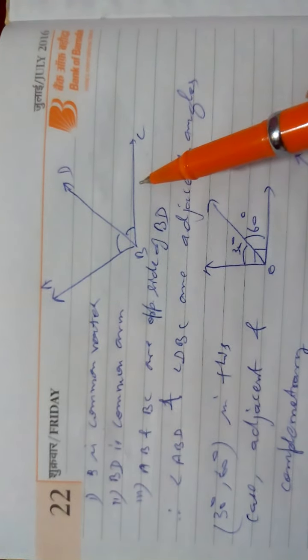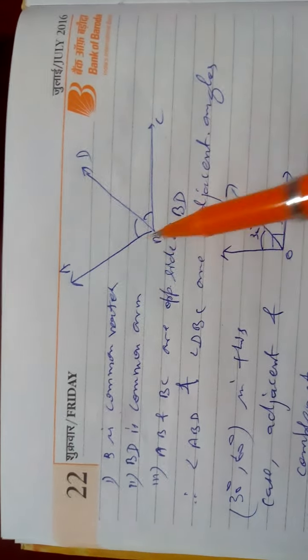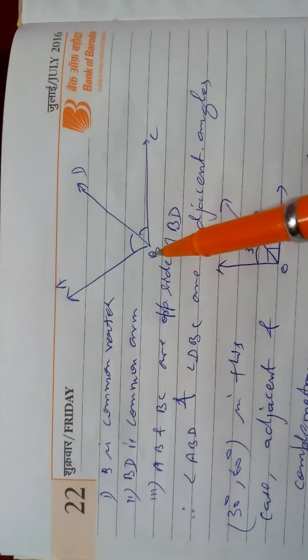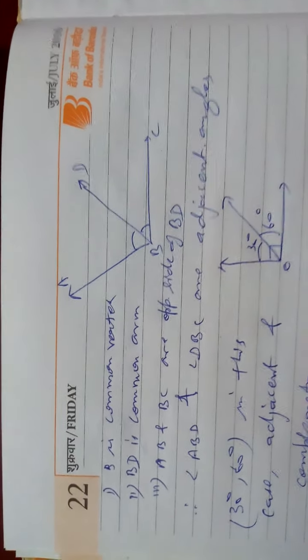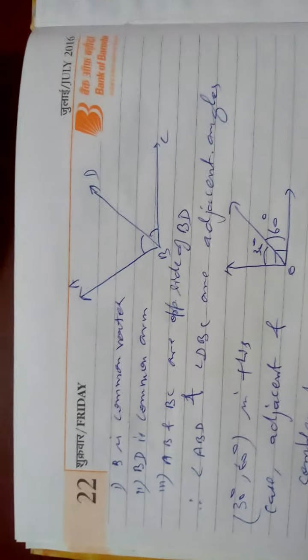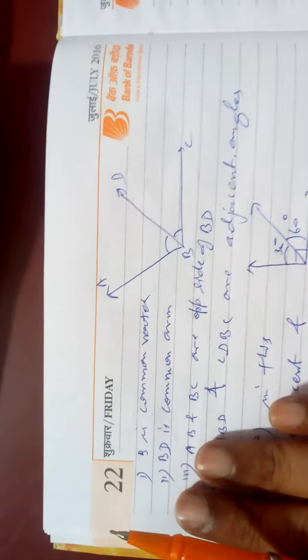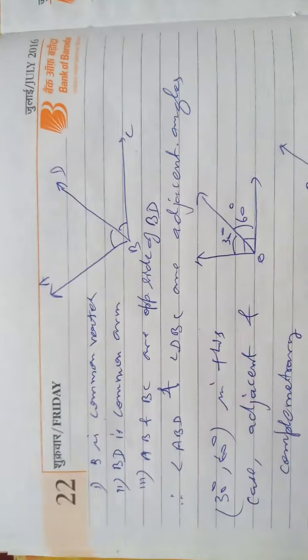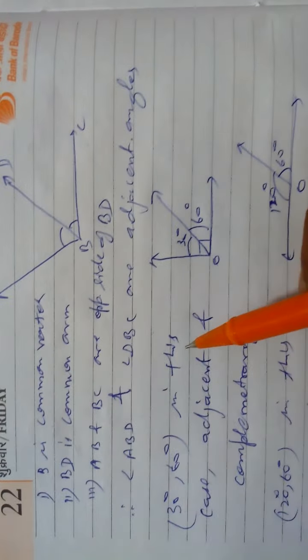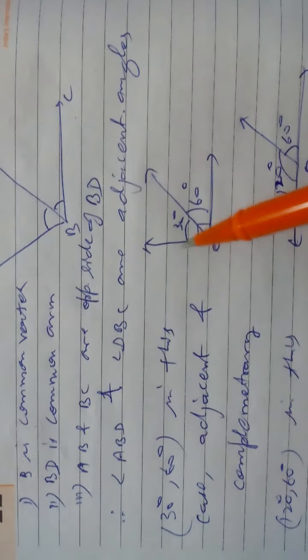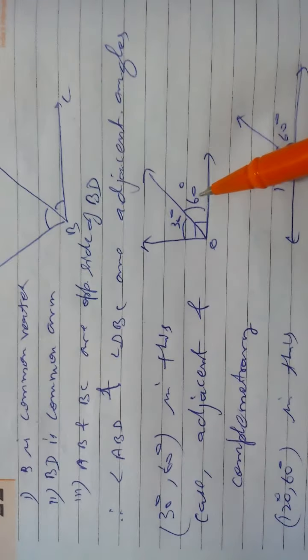If you take one small and one big, then they will not be adjacent, because here AB is common and it is a corner. ABC and ABD are not adjacent. Only two smaller angles, with BD on one side and BD on the other side. 30 and 60 in this case are adjacent, 30 degree and 60 degree adjacent.